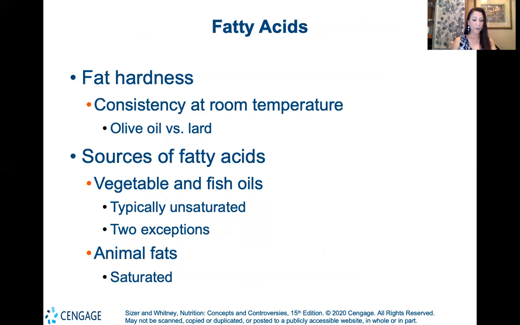Each fat is composed of all three types of triglycerides: saturated, monounsaturated, and polyunsaturated. And typically, an animal fat is made up mostly of saturated fats, while fish and plant oils are made up mostly of unsaturated fats. But there are two exceptions to this. Can you think of a plant-based saturated fat?